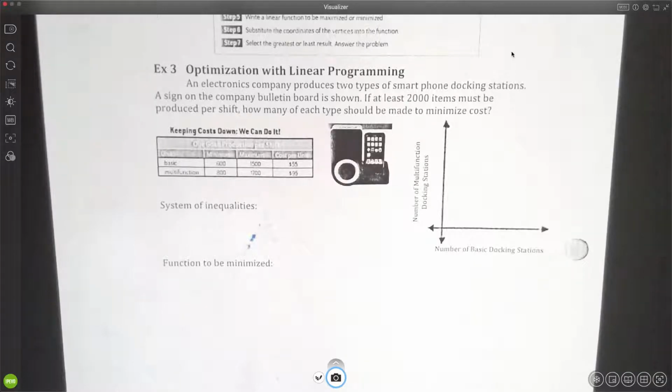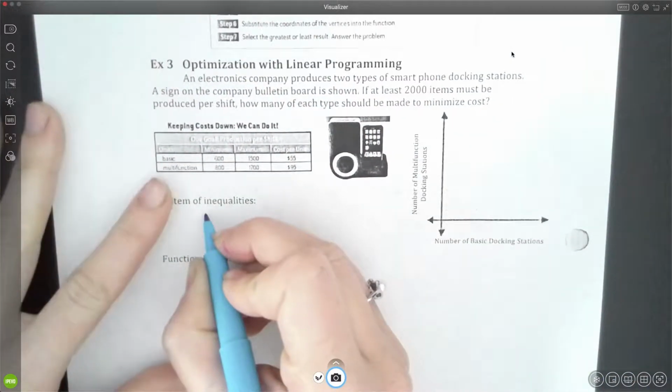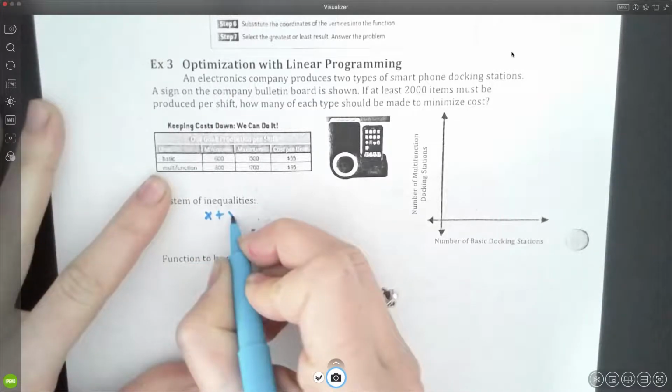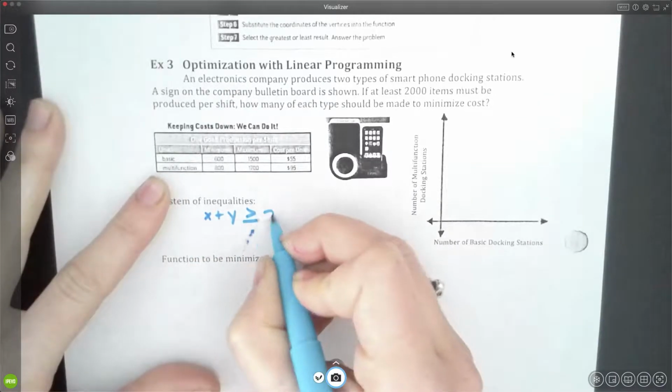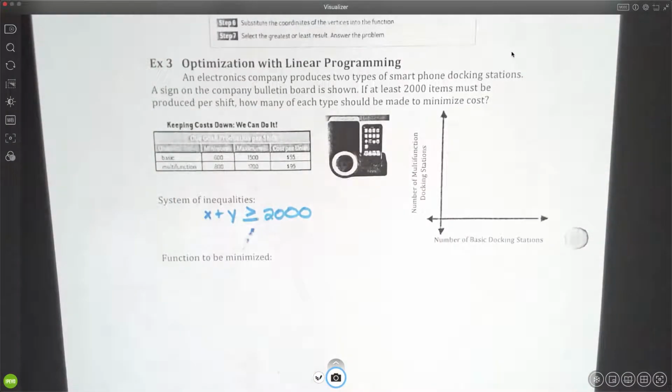So what's an equation that I can use to represent that in relationship to 2,000? X plus y has to be at least 2,000. So one of my equations is x plus y must be greater than or equal to 2,000. It has to be at least 2,000. That's one of my equations.